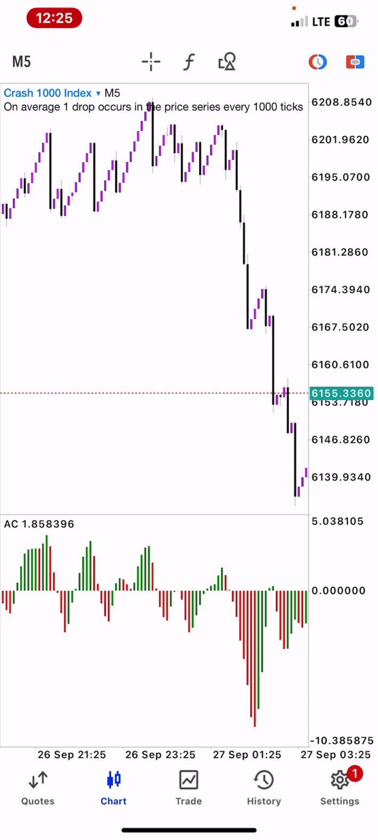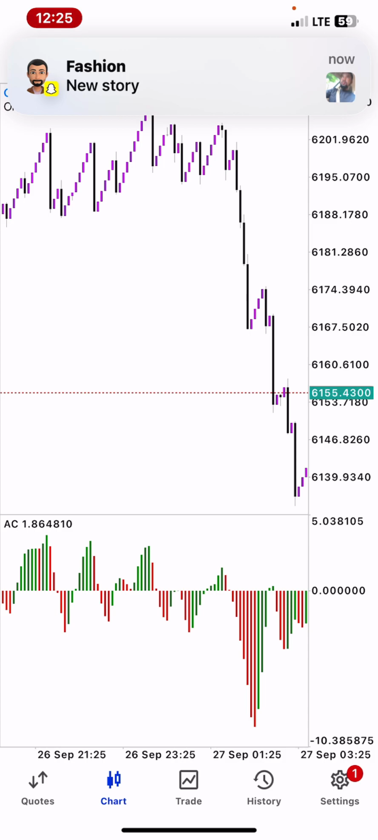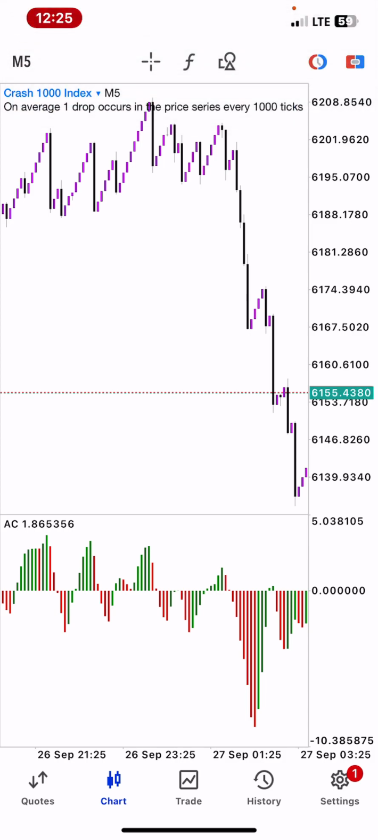Now this is Crash 1000. In Crash we are not buying. In Crash we are selling. Catching spikes, we will be selling. So for this, we need to identify the trend of the market as well. And the trend of the market for catching spikes on Crash is downtrend, because we have to sell. Downtrend is for sell, uptrend is for buy. Downtrend is for Crash, uptrend is for Boom, catching spikes.